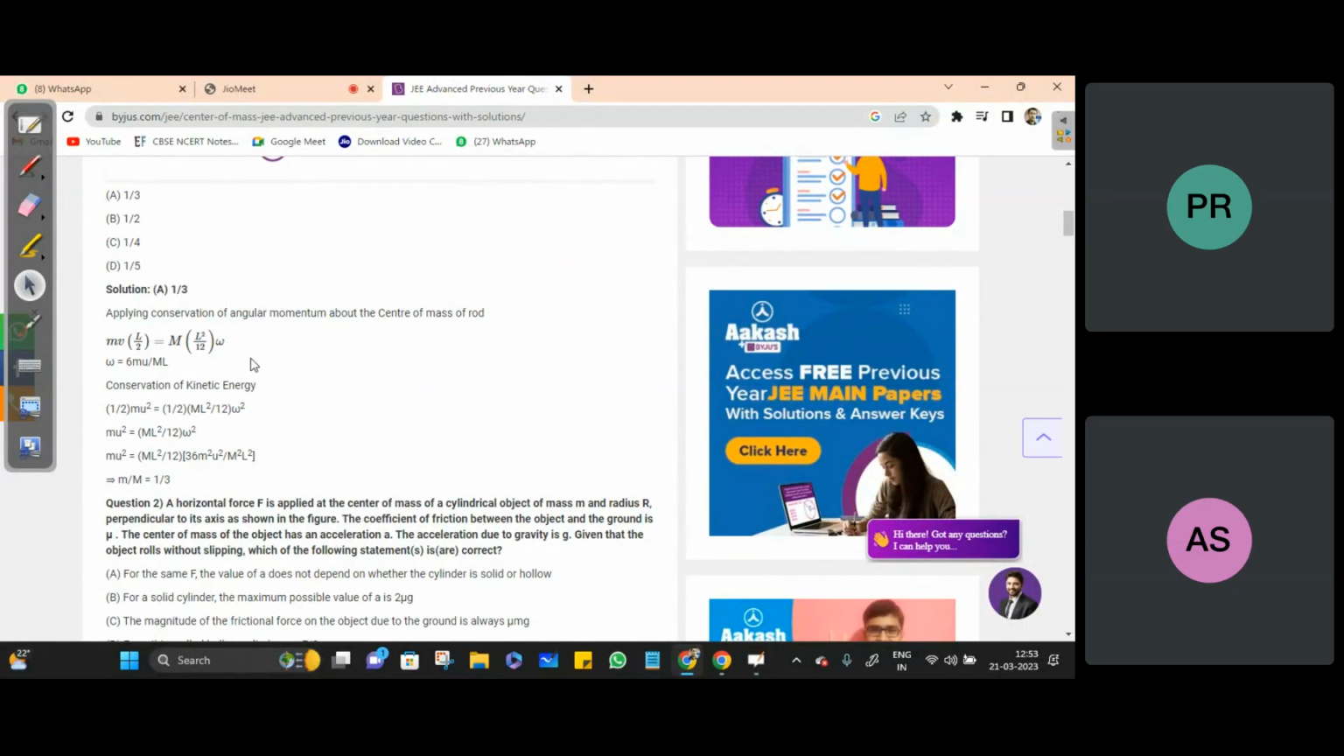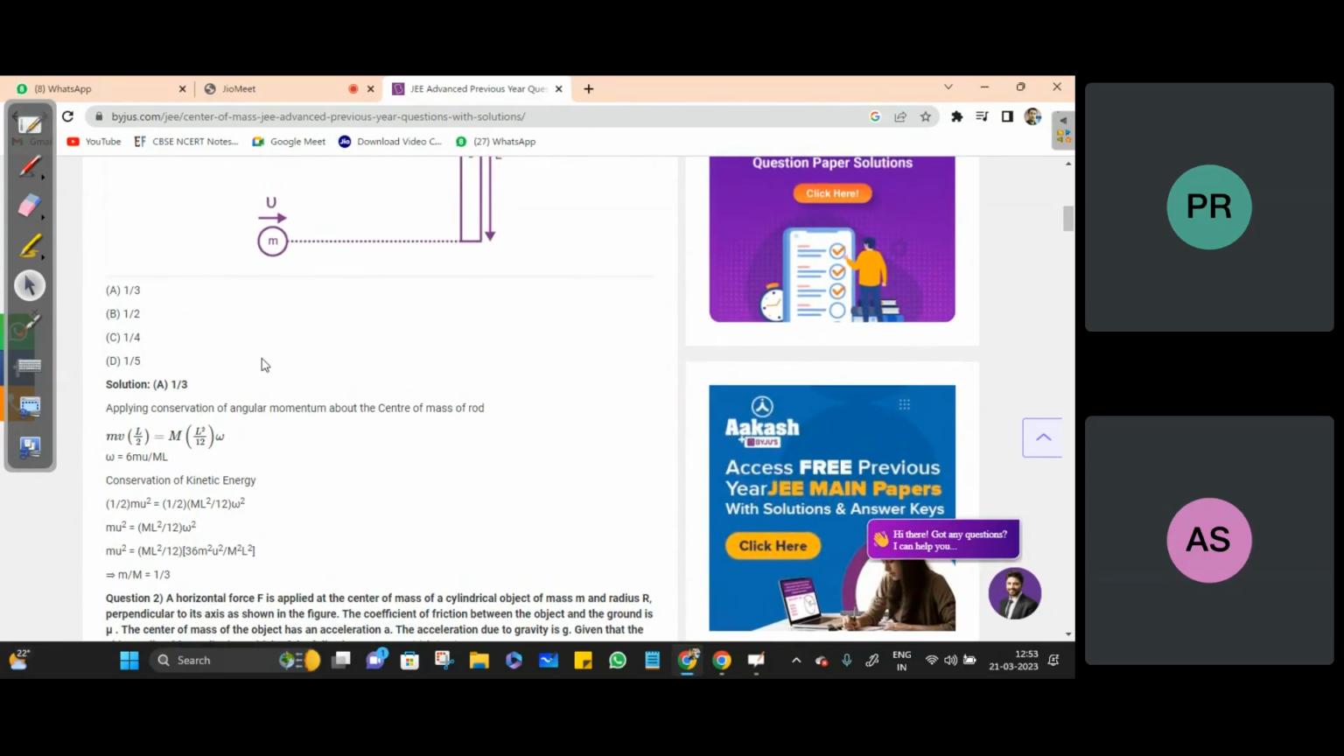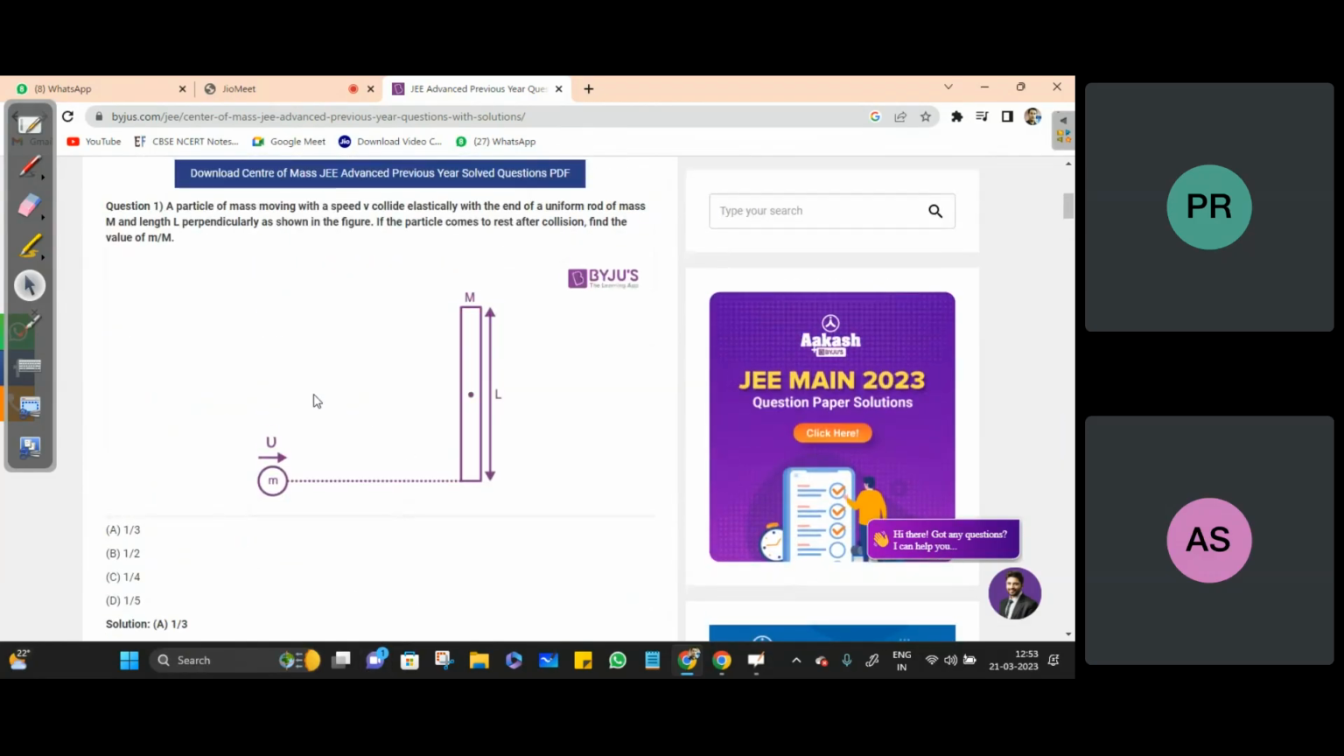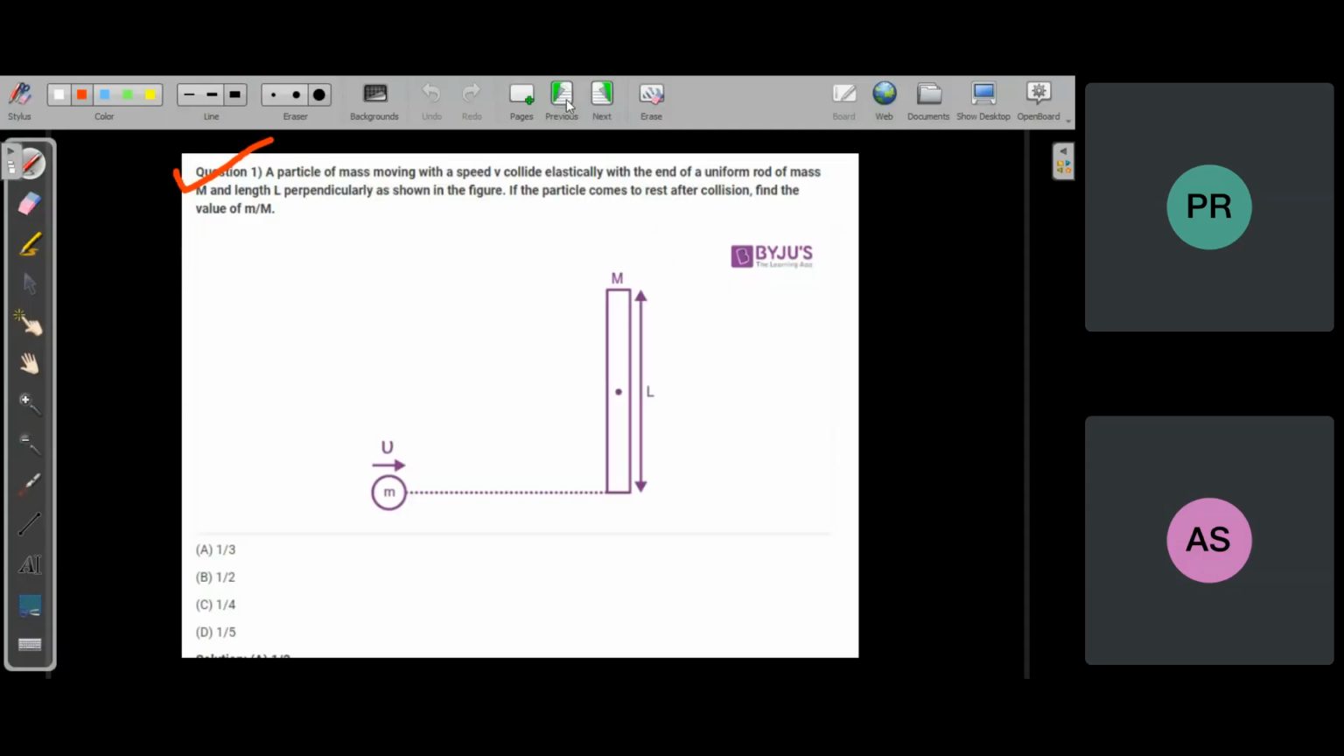The answer given is 1 by 3. One minute. Okay, you made a mistake here. You have not considered the rotational kinetic energy after collision. It will have this velocity as well as the rotation. Yes, sir, I forgot. You considered only half mv square, not half I omega square. That is your mistake.